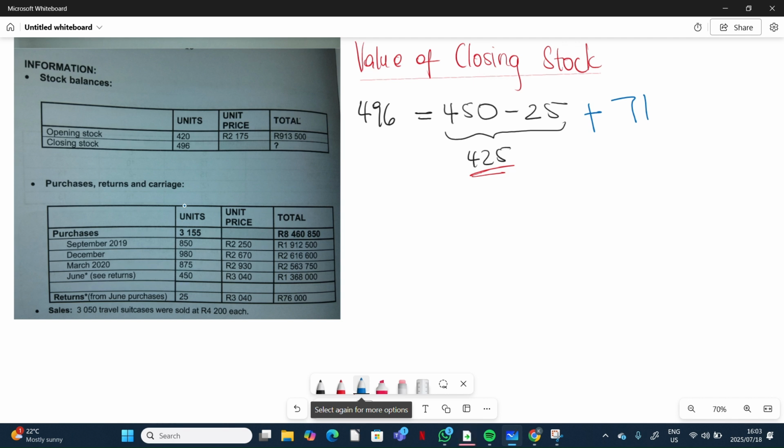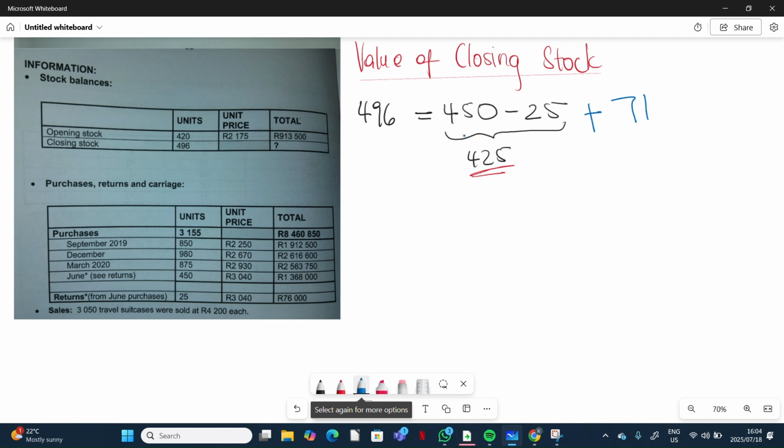So remember, if we have 496 at the end of the month, it means that the 450 is still there basically, but minus the 25 that we returned, which is 425. So the 425 is still in the company. But now, remember, we have 496, not 425. So there's stock that came before the one from June that is also still available. And we're going to go to March, not December and not September 2019, because remember, it's first in, first out. So the ones that we just bought now are the ones that are going to be sold last. Right.